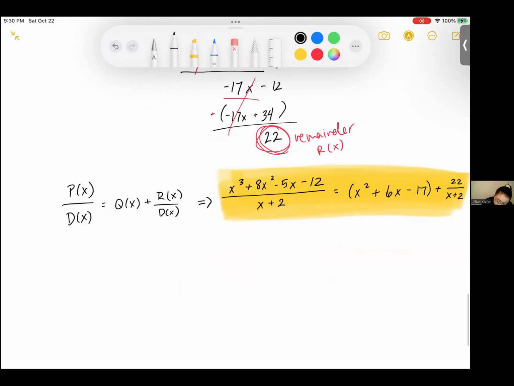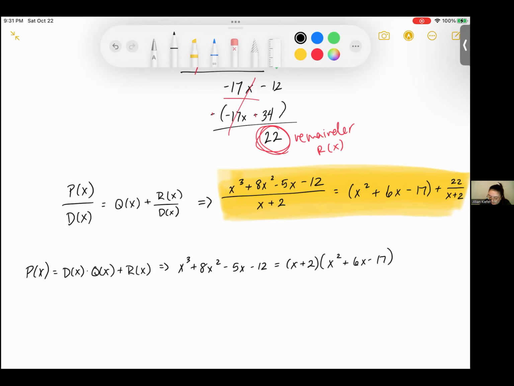Our other one is, and we're going to need a little bit more room for this one, P of x is equal to D of x times Q of x plus R of x. So in this case, we would write x cubed plus 8x squared minus 5x minus 12, which is P of x, is equal to D of x, x plus 2, times our quotient x squared plus 6x minus 17 plus the remainder, which was 22. So this would be the other form that we could write our answer in.